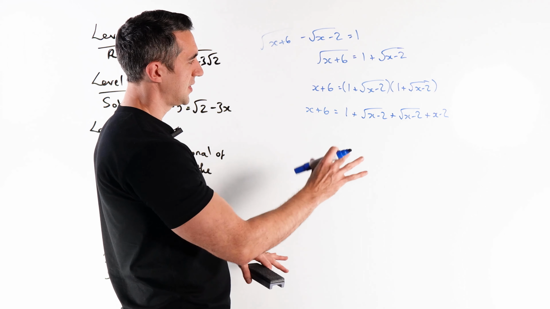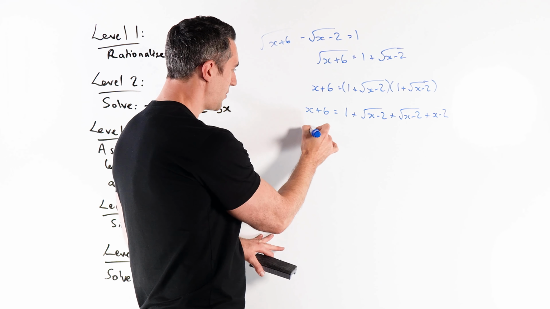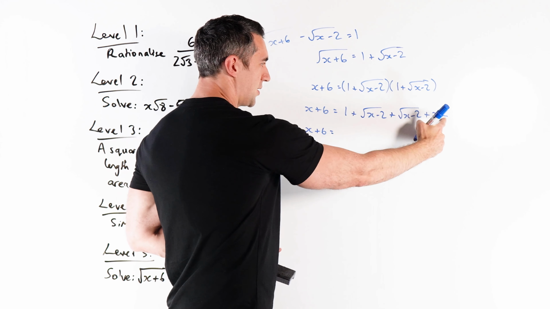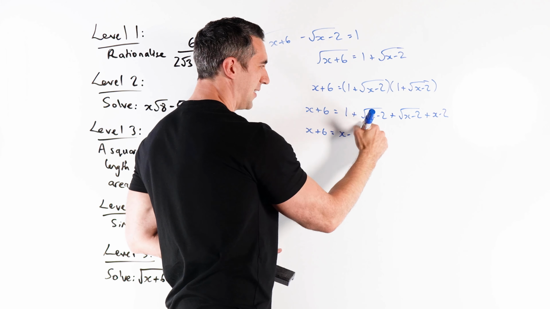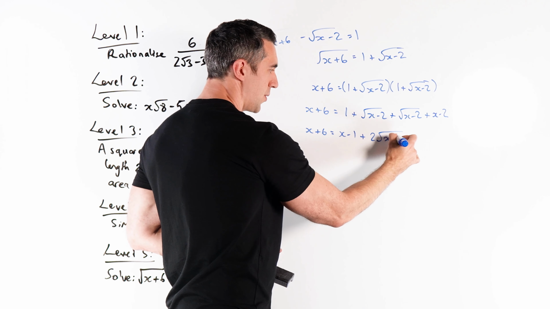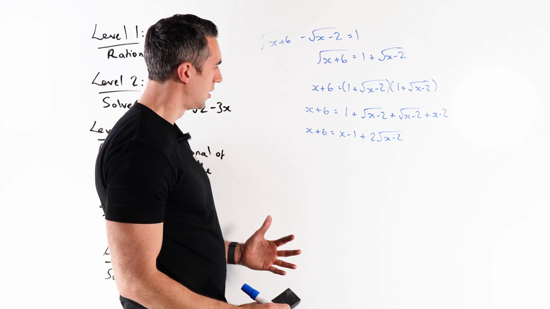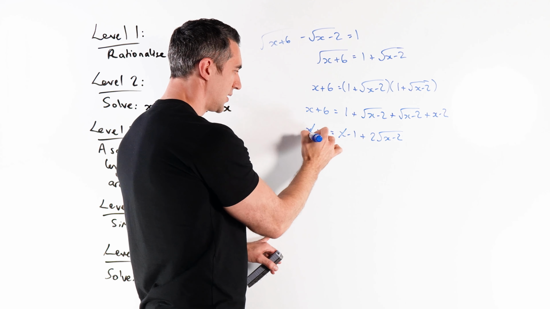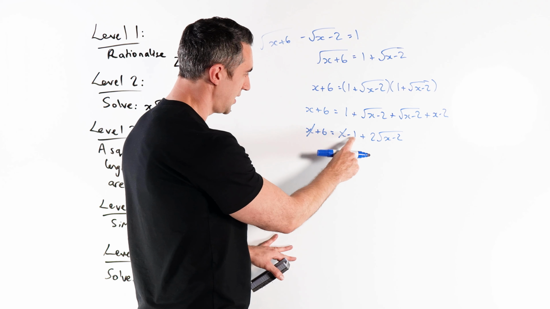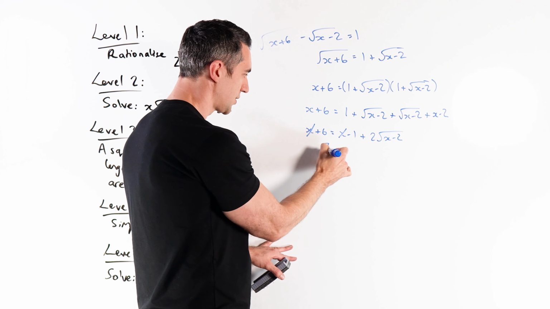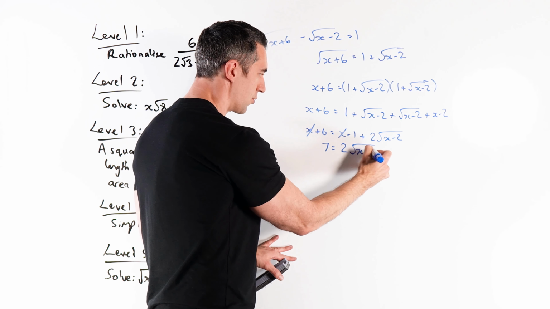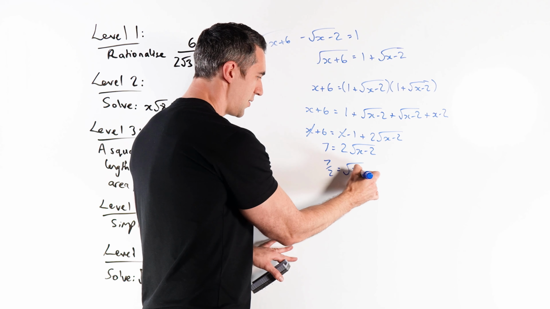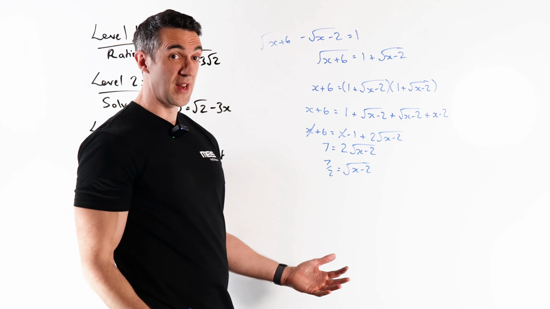So if I look and see what I can simplify now, I have my x plus 6 here, and I've got x over here. I've got a 1 and a minus 2, so I've got x minus 1, and then I have 2 root x minus 2 terms that I can bring together. All right, well, look what's happened. These x's, take x from both sides. That makes life a bit easier. This minus 1 here, I can move across to make it 7 equals 2 root x minus 2. I can even divide by this 2 here.